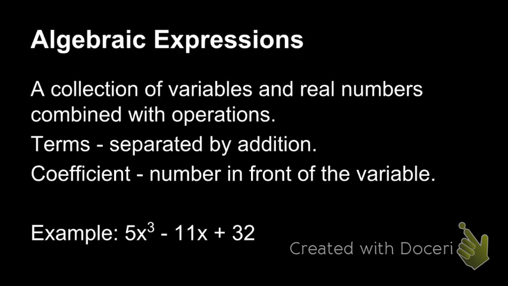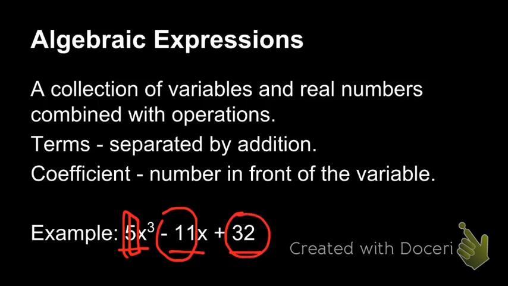Alright, just some quick vocab. Algebraic expressions are a collection of variables and real numbers combined with operations. So terms, those are separated by addition. So in this example on the bottom, we have 3 terms. Terms are separated by addition or subtraction. But remember, you can always write subtraction as plus the opposite. And then the coefficients are the numbers in front of the variable. So that'd be like 5, negative 11, and 32. So just some important vocab to be aware of.